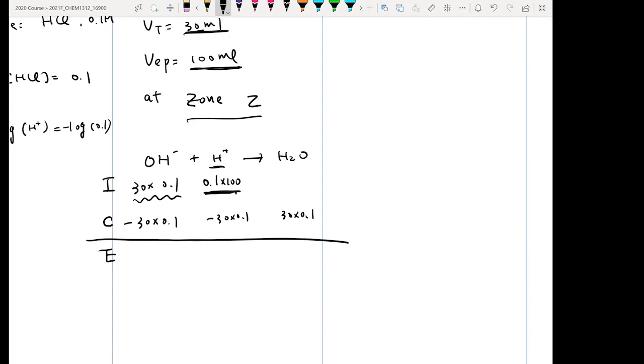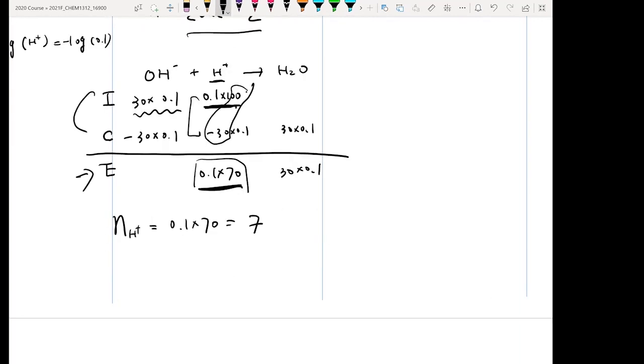So in the end, you have 0.1 times 70, right? And then this is just 30 times 0.1. So you have that much more acid still existing inside your solution. Okay, the number of moles of your proton is that much, right? But the thing you really need is the concentration to calculate your pH. So right now you know the number of moles is 7, right? What is the volume now?